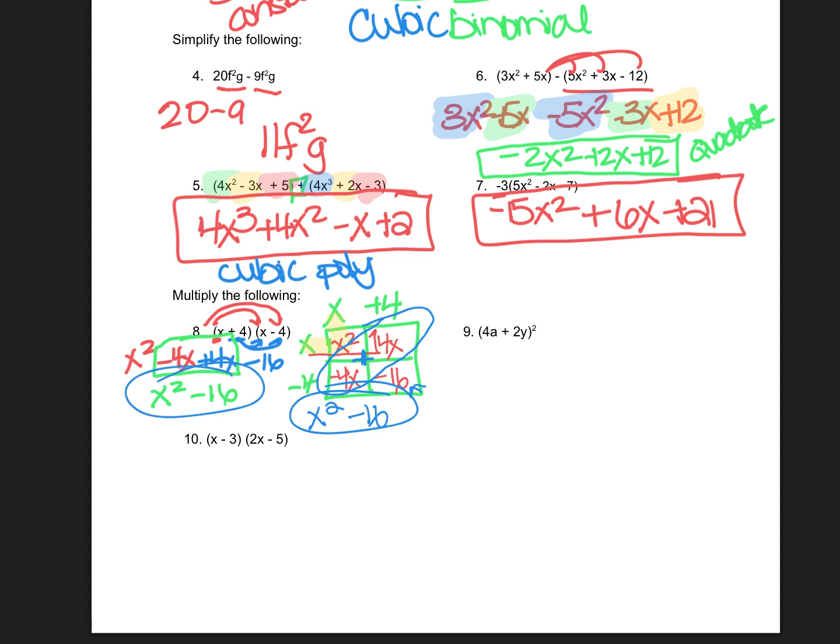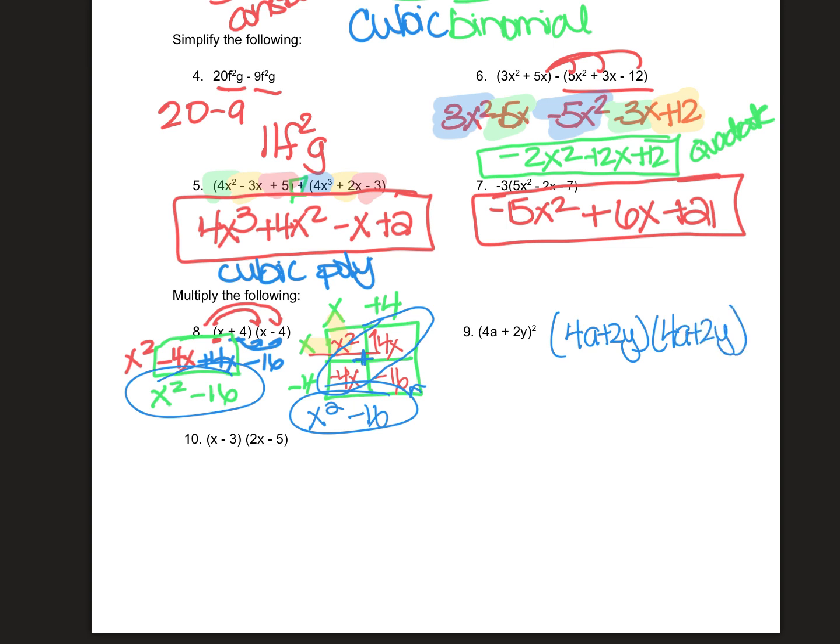Let's look at number 9. Okay, number 9, I think the easiest way to do this is to expand this out. So do you agree that 4a plus 2y squared is the same if I were to write this 4a plus 2y and do it twice? Yes, it's the same thing.